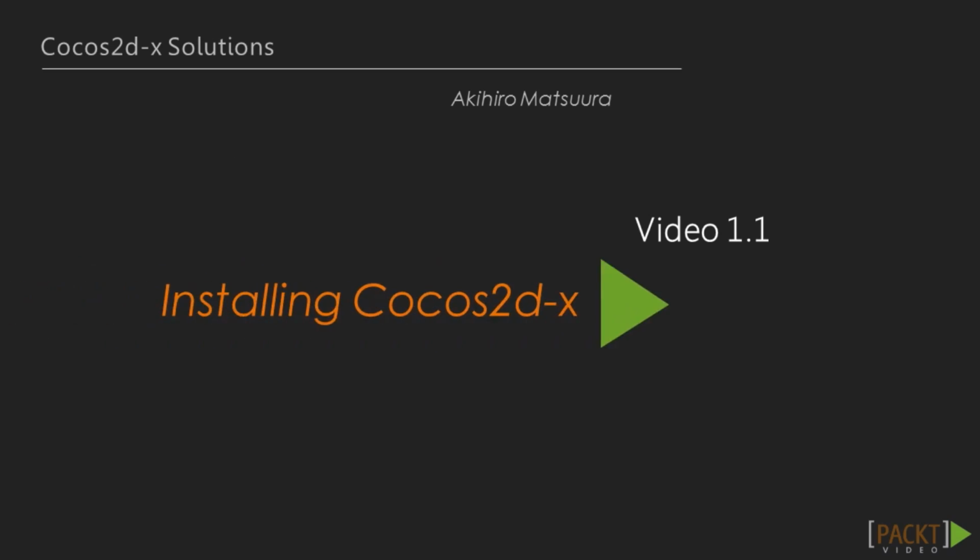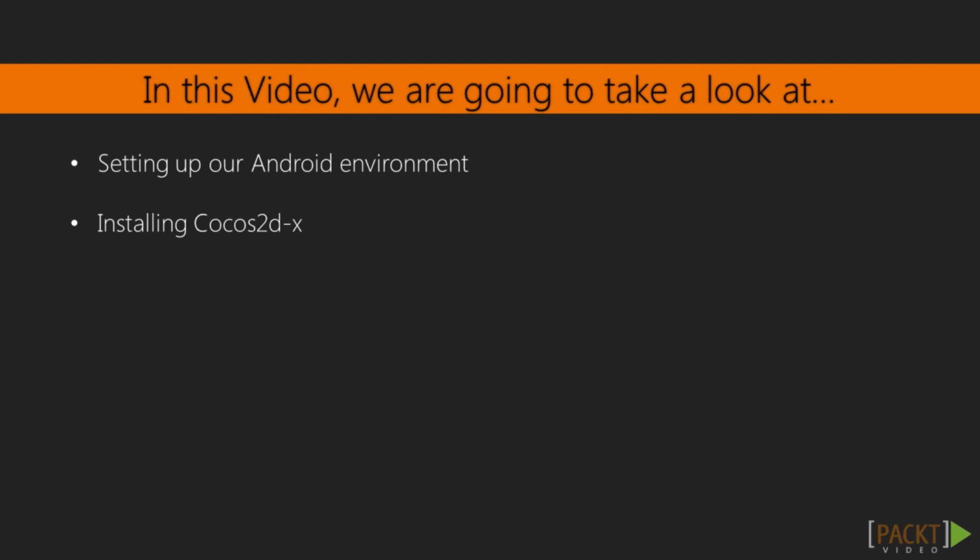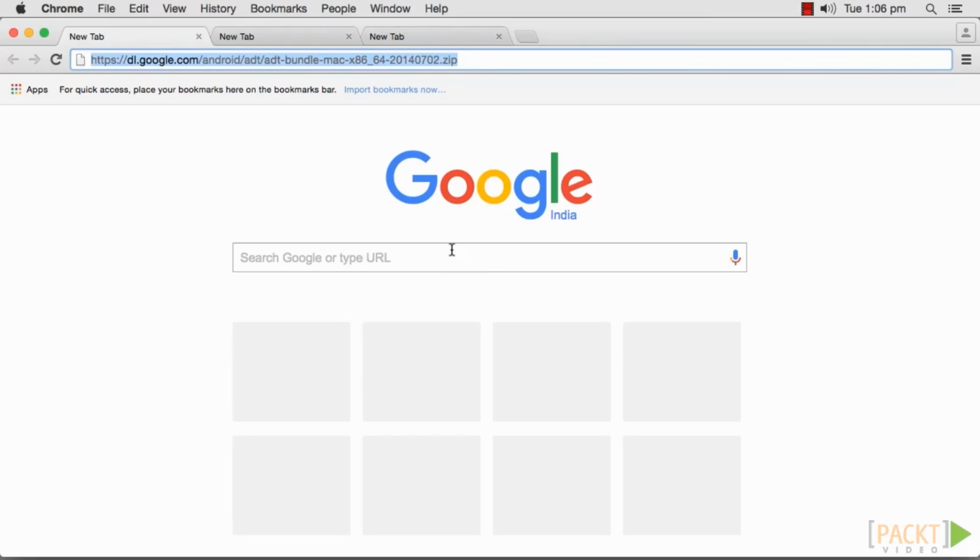Let's get rolling with our first task in this section, installing Cocos2d-x. In this video, we'll first set up our Android environment. We'll then install Cocos2d-x. We begin by setting up our Android environment. For that, we need to download some files. So let's go to Google Chrome and download Eclipse ADT.